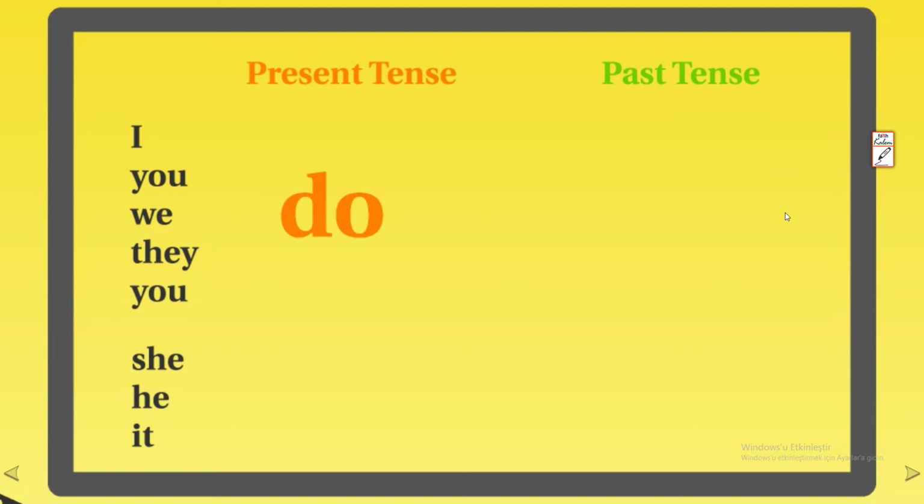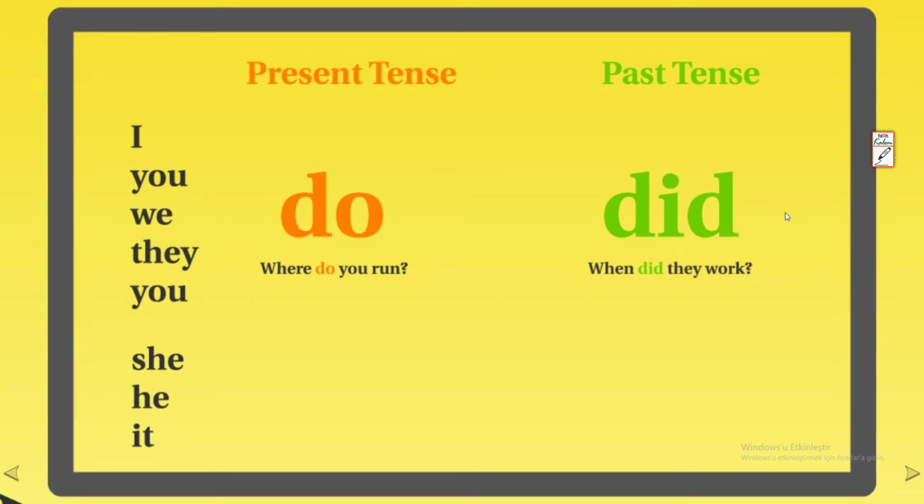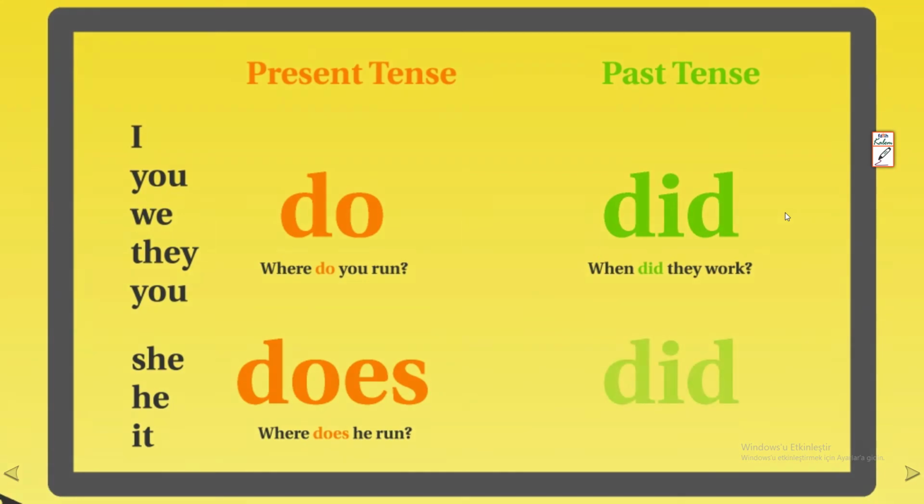Okay. In present tense we use do. Are you, they? We use do. Where do you run? Or in past tense we use did. And when did they work? When did they work? Okay. And remember that in he, she, it we have does. Okay. Where does he run? In past tense there is no difference between he, she, it and you, they. Both of them use did in the question. Okay. When did he work?